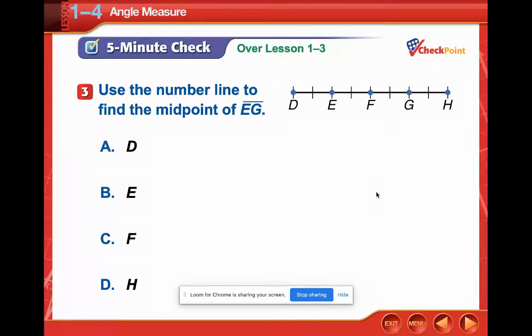Use the number line to find the midpoint of EG. I'll give you about 5 to 10 seconds to pause the screen and work on this on your own. All right, hopefully you're able to solve this. The answer is F. You can look at this and say, what could be in between EG? There's only one option, that's F. So hopefully you got that one right.